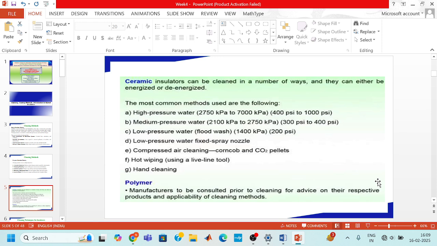Hot wiping is used with live line tools. And lastly is manual cleaning, where insulators can be cleaned manually by wiping or cleaning the dust. Okay, these are the methods commonly used for cleaning ceramic insulators. For polymer insulators, manufacturers should be consulted prior to cleaning for advice on their respective products and the applicability of cleaning methods.